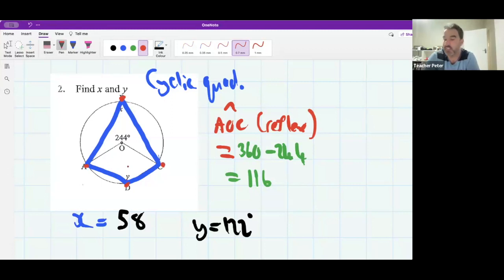Now, we're going to cover this in later lessons, but a cyclic quad's opposite angles always add up to 180. So what Tsepang, I think, knows is that if that is 58, the one down here is just 180 minus 58, which is 122. But we're going to get to that in later lessons. For today, I was just using the theorem or the fact that the angle at the center is twice the angle at the circumference. All right.